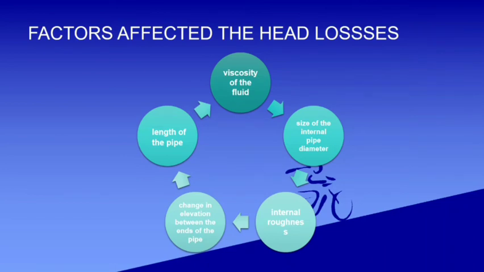Number 1, viscosity of the fluid like kinematic and absolute viscosity. Number 2, size of the internal pipe diameter. Number 3, internal roughness of the inner surface. Number 4, change in elevation between the ends of the pipe. Number 5, length of the pipe.